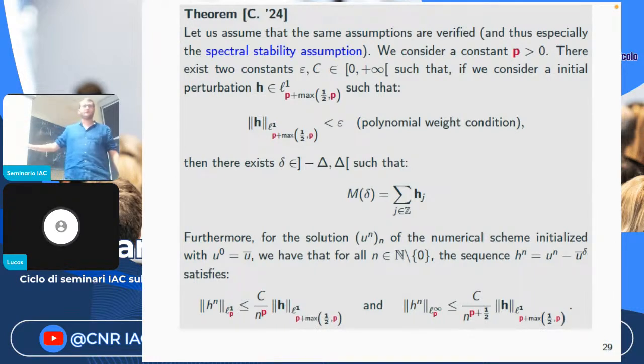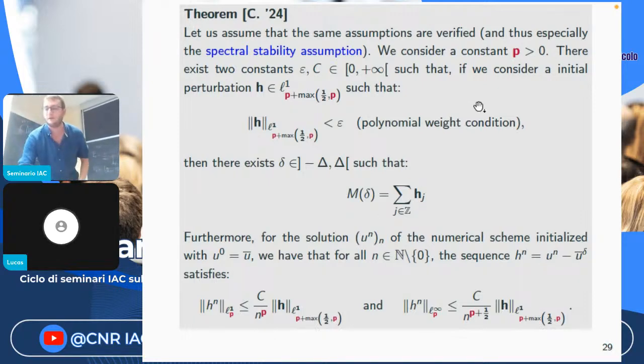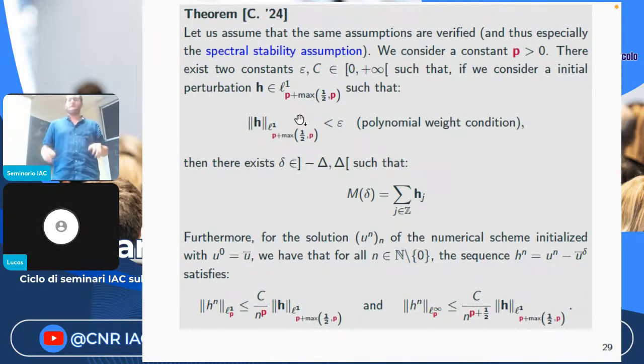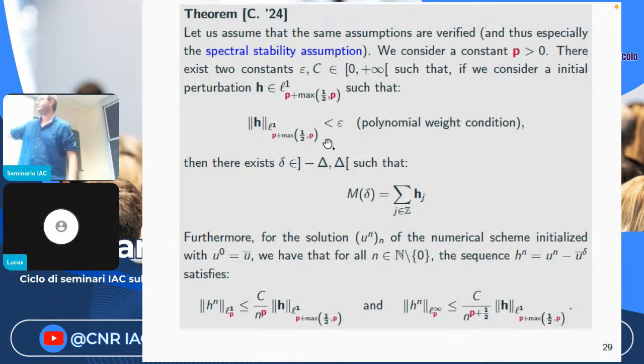There is quite a lot of things to say but I will shorten it a bit. We introduce a constant p. This constant will appear at the end and will correspond to a decay rate that you want to obtain on the Hn. I claim that there exist two constants Upsilon and C, such that the perturbation must be in some polynomially weighted space and must be small in it. So the initial perturbation must be small in some polynomial L1 space.